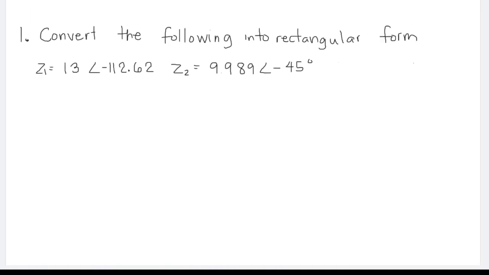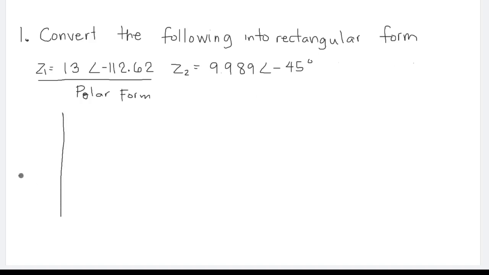For our first example, convert the following into rectangular form. So for our z1, this is in polar form, and we want to convert it into rectangular form. So paano yun?